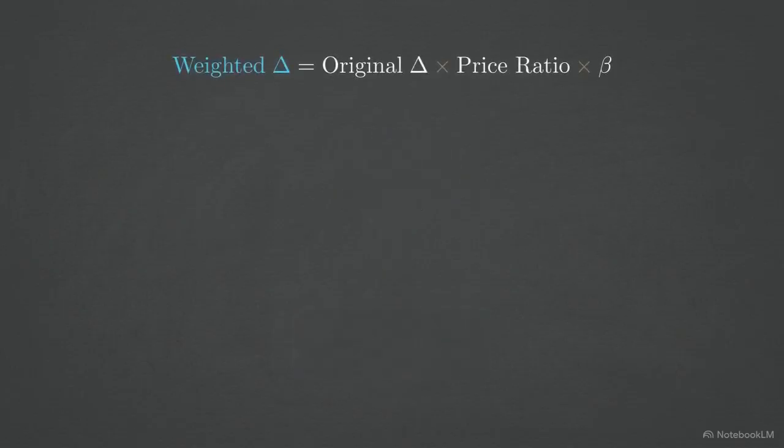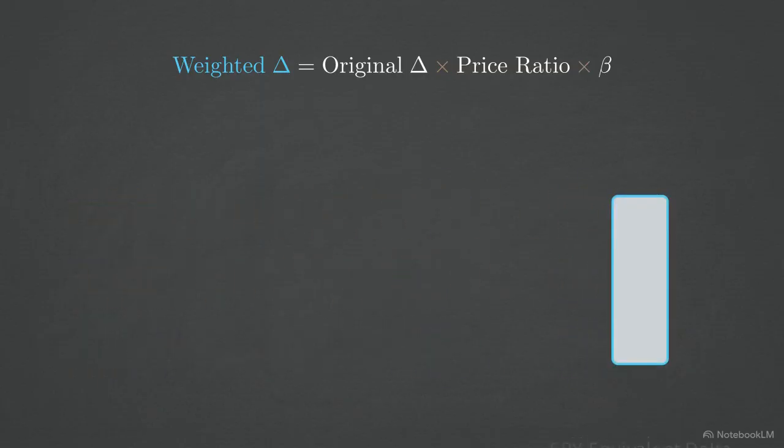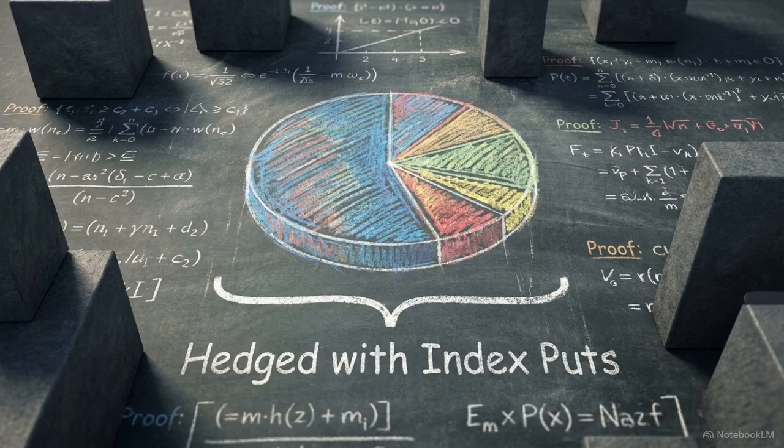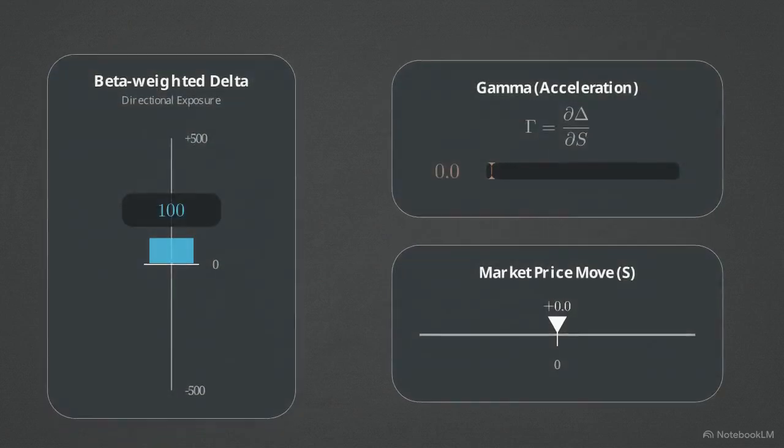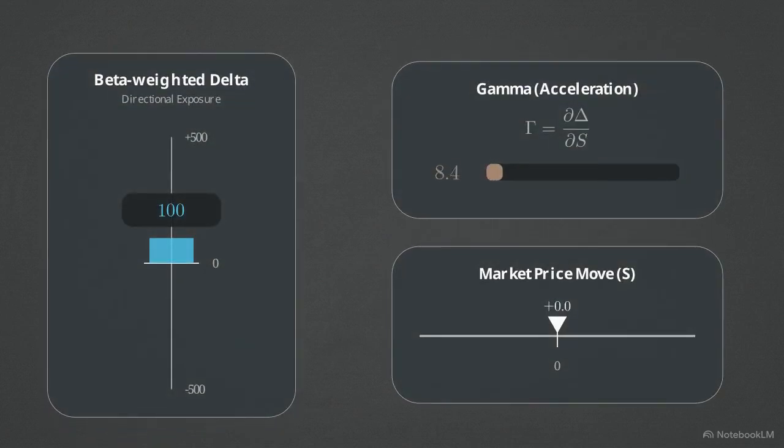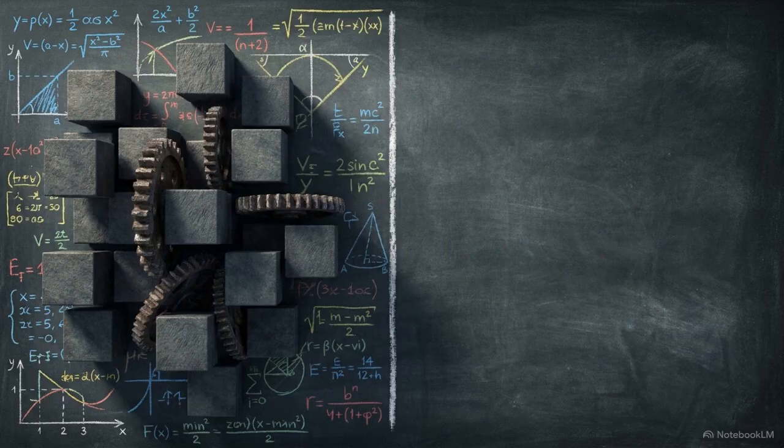Industry standards rely on beta-weighted delta. This calculation translates disparate risks into a unified mathematical language. By adjusting each asset for its price and historical correlation, a diverse portfolio is converted into a single SPY equivalent exposure. For example, the negative delta of a long put option can be used to neutralize the positive beta-weighted delta of an entire stock portfolio. While beta-weighted delta shows directional exposure at a single moment, gamma determines how quickly that exposure will shift when the market moves.